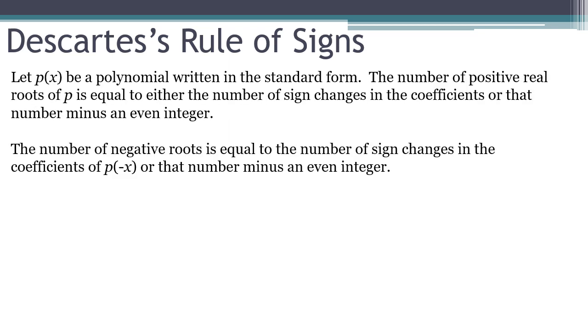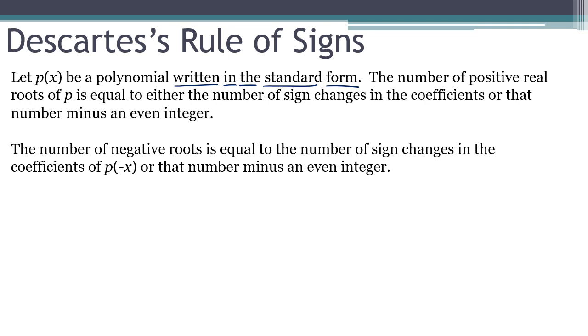And his rule of signs looks really, really wordy. It's one of those things that's easier to show than it is to put in words, but we'll talk this through real quick before we look at some examples. First, it says, let p of x be a polynomial, and this is an important part, written in standard form. In other words, with the exponents in decreasing order, just like we always write it: x to the fifth plus x to the fourth plus x to the third, for example, not x to the fourth, x to the fifth, x to the third. Everything in the usual order.